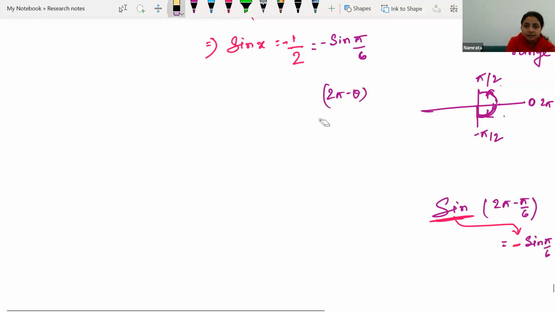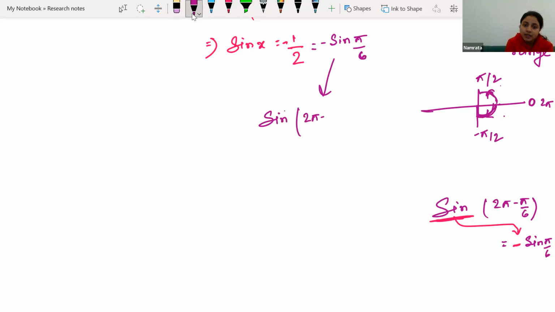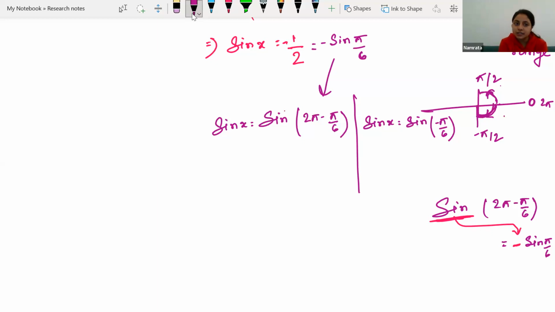I am going to write it. This one can be written as sine 2 pi minus pi by 6. sin x is equal to that, or we can also write sin x is equal to sine of minus pi by 6. Sine of minus theta is minus sine theta. That also we know, so that also we are writing.